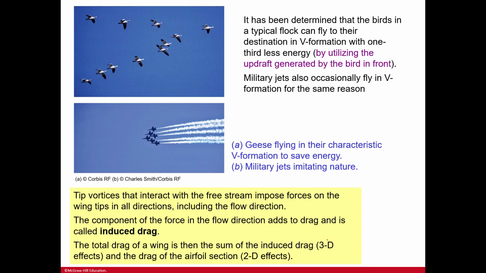And then here, it's been determined that the birds in a typical flock can fly to their destination in a V formation with 1/3 less energy by utilizing the updraft generated from the bird in front. And that's why this bird always changes out, because this guy cutting through the air is doing the most work. The bird at front is always doing the most work. That's because he's producing these drafts that's helping to alleviate some of the work in the birds, and so he will eventually go down to the back and one will come up.